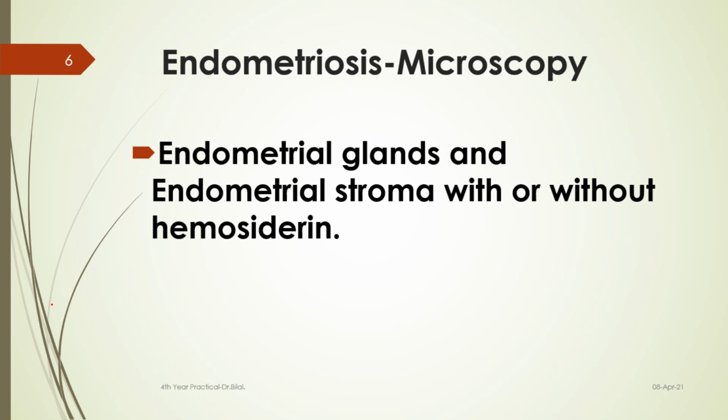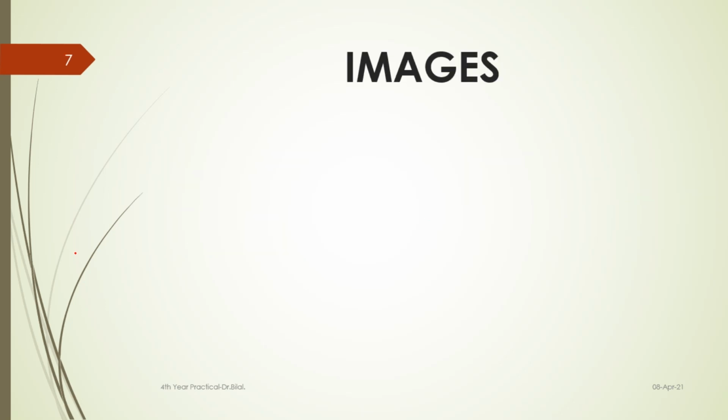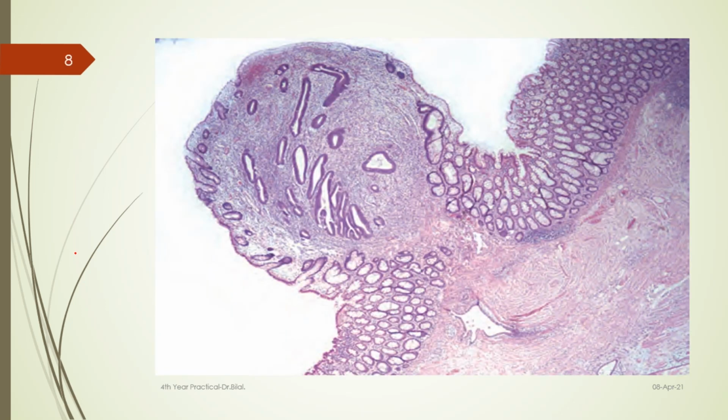Now, microscopy. There are three main things that can be found histologically. One, endometrial glands. Second, its surrounding stroma, and third is the presence of hemosiderin-laden macrophages or histiocytes with hemosiderin pigment in them. This is how it looks on microscopy. Remember that on gross, it looks more or less like melted or liquid chocolate.